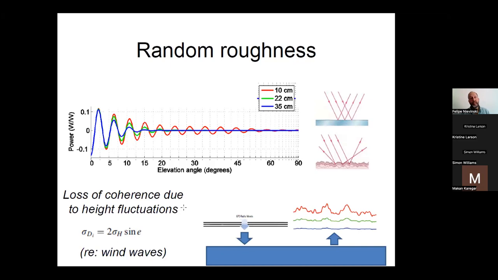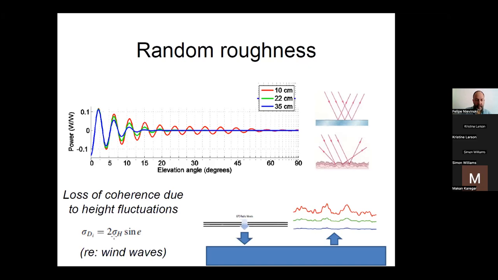So the damping that you would see in the oscillations would get even more damped. And that affects mostly the high elevation satellites. And that's yet another reason why it works so well at near grazing incidence.